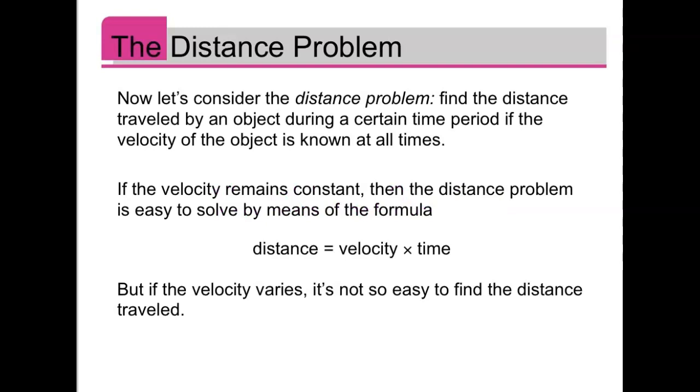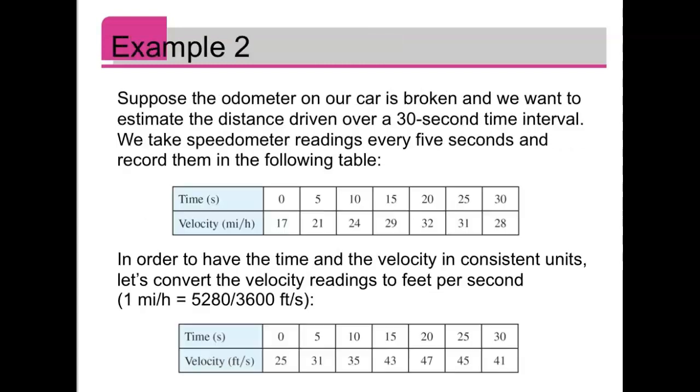So if we want to find the distance traveled by an object during a certain time period, if the velocity of the object is known at all times, well, distance is just equal to velocity times time. But a lot of times, velocity can vary, right? Specifically, let's talk about a falling object. If you let an object free fall, its velocity is increasing, right? But it's increasing in a way that we know. It's increasing due to acceleration, right? All right.